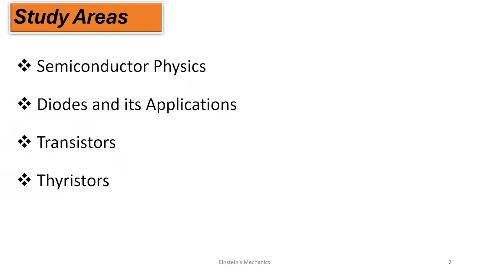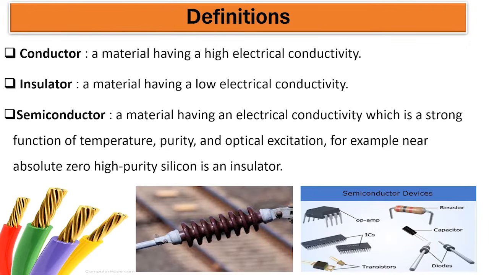In today's episode, we are going to tackle semiconductor physics. We will also look at diodes and their applications. We will also talk about transistors and thyristors. So this and many more are the study areas for basic or applied electronics. But before that, let's get some definitions. We have to understand certain terms that will help us through our studies.